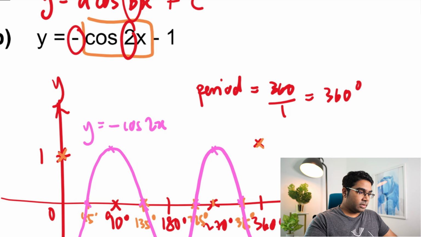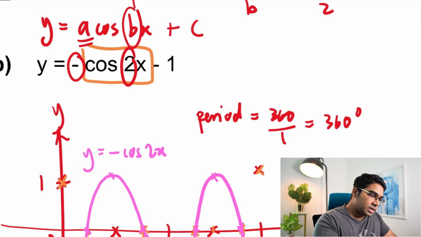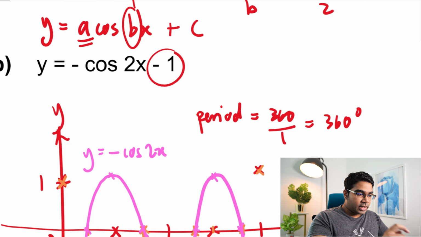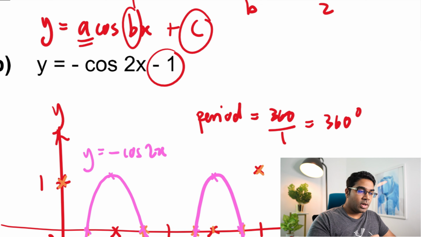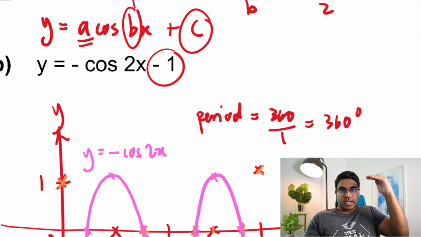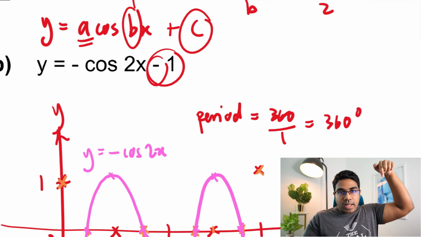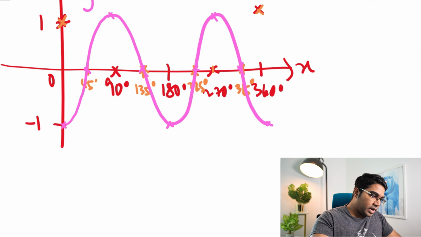Okay, let's look at the final change. The final change is minus 1. So again, this is a change in the c value, which is a translation, which is a vertical movement of the graph. And since we have a negative value, we are going to be moving down. So let's move down by 1.